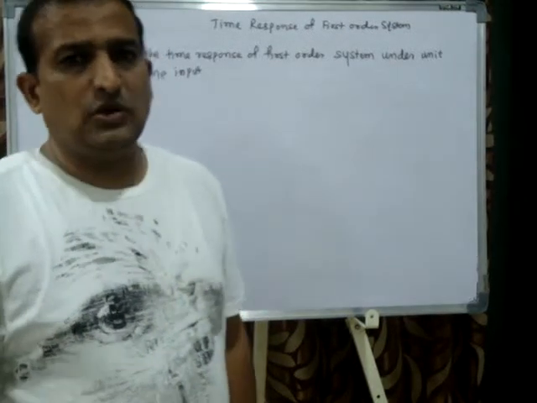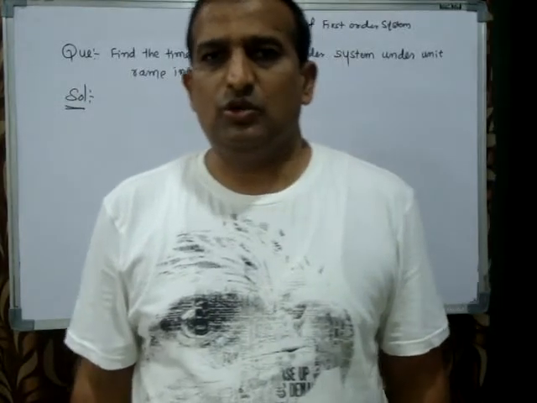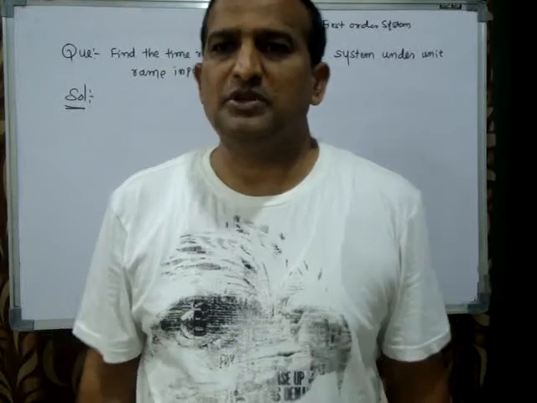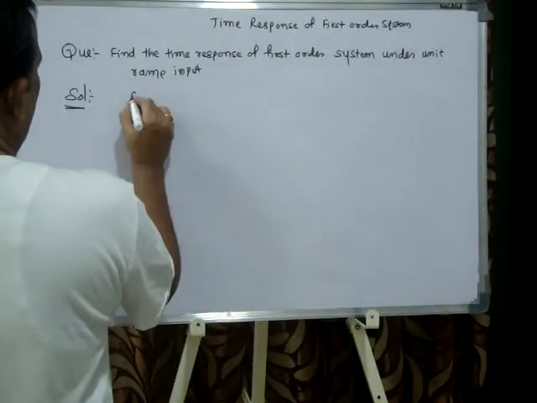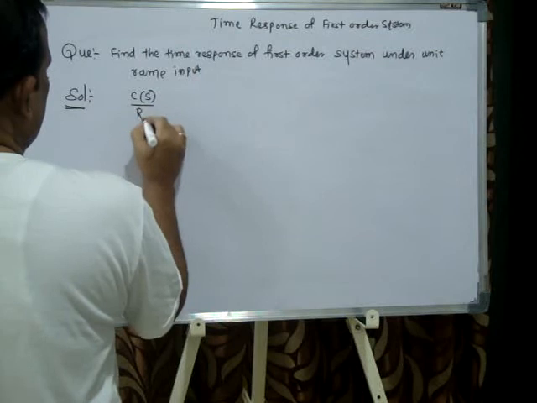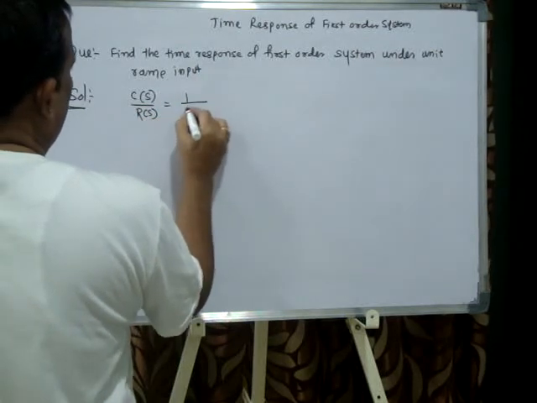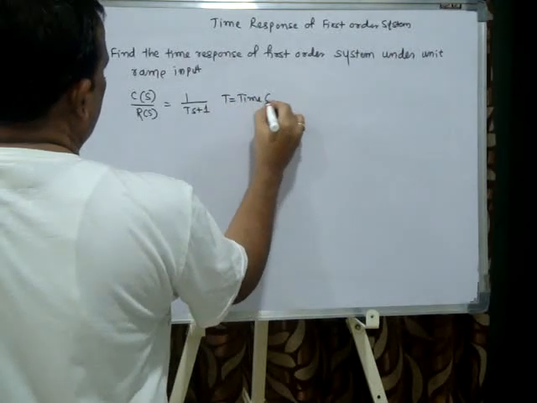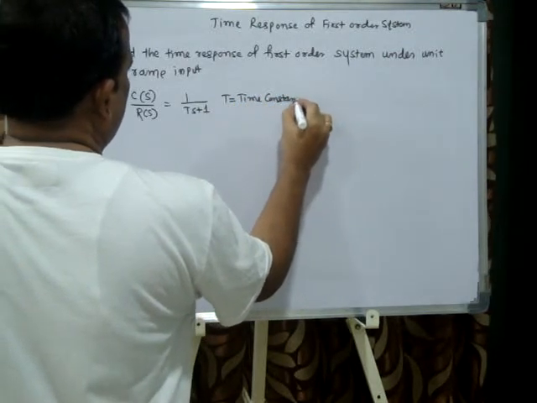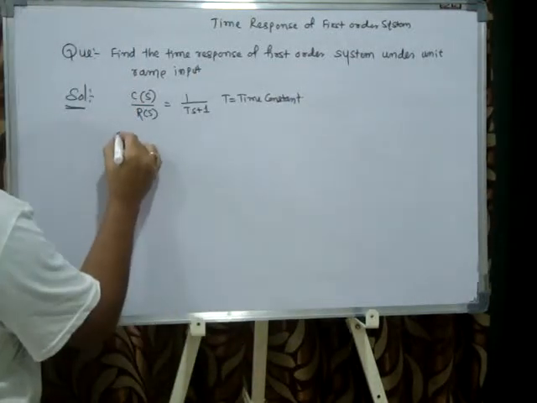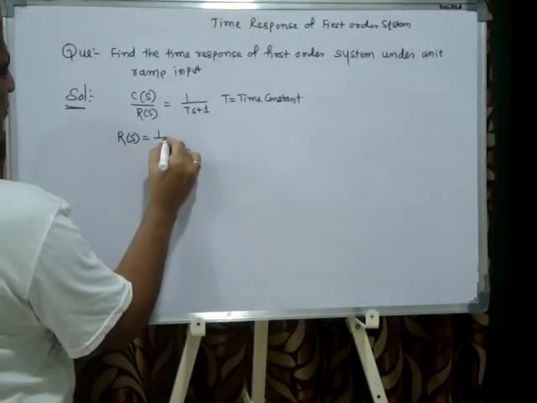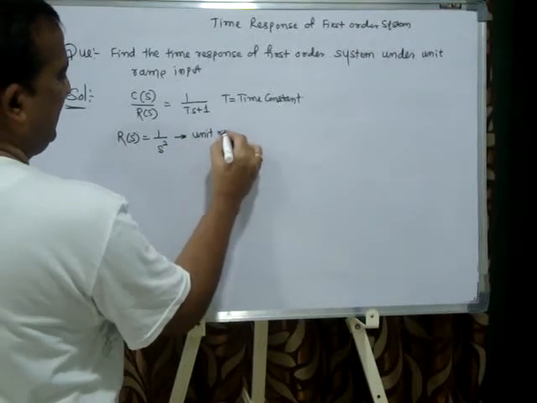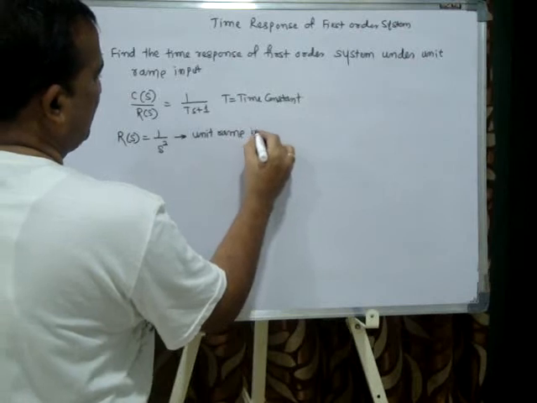We know the standard form of first order system is equal to what? C of s divided by R of s equal to 1 by Ts plus 1, T equal to time constant. And R of s equal to what? 1 by s square. It is called unit ramp input.